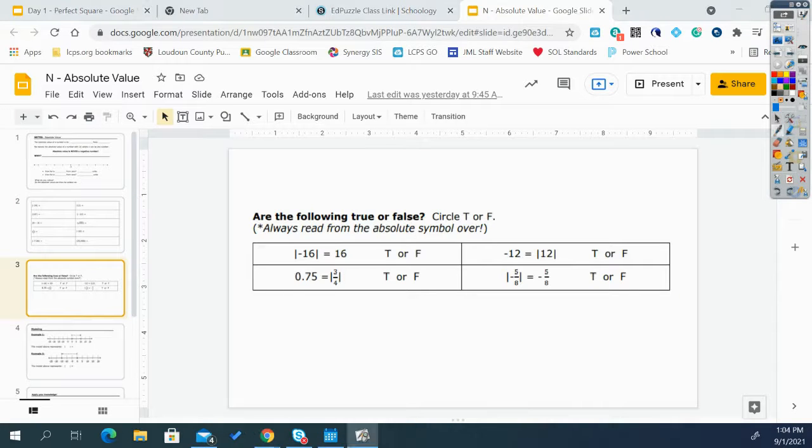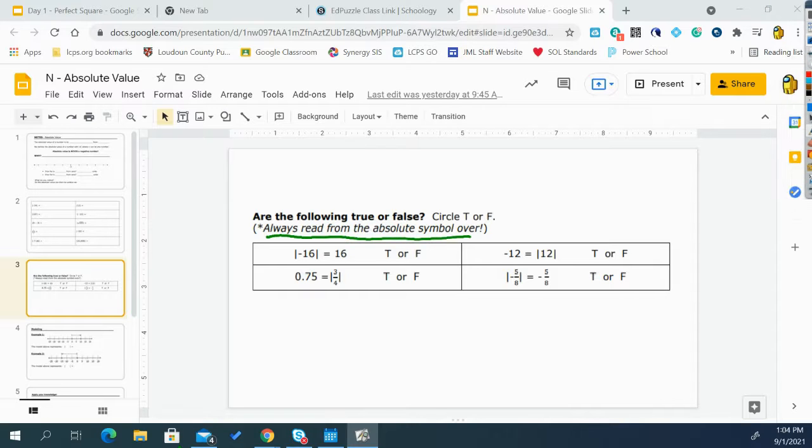Our next problem is a true or false one, and you'll definitely see problems like this on your test. The reason I'm showing it to you is because it can be very confusing. My hint is that you should always read from the absolute value symbol first. So look at the absolute value symbol first, and then go look at the other side of the equal sign and see if that makes sense.